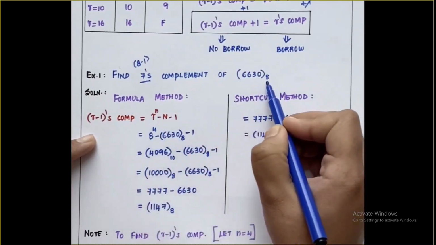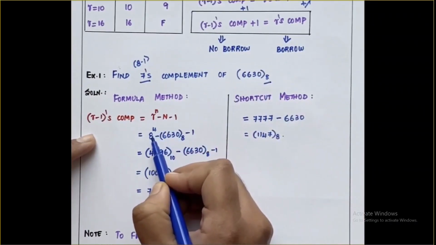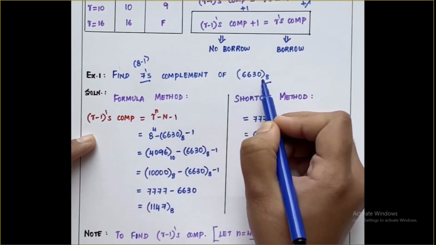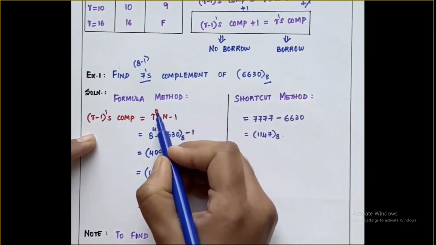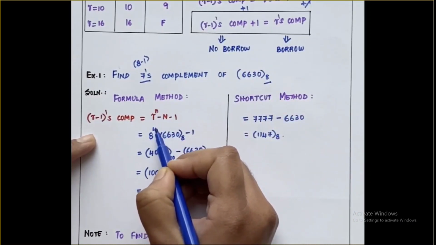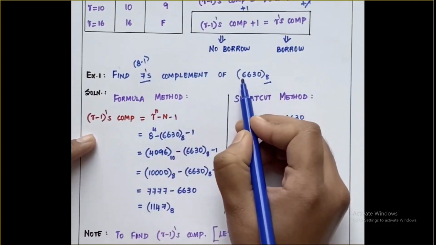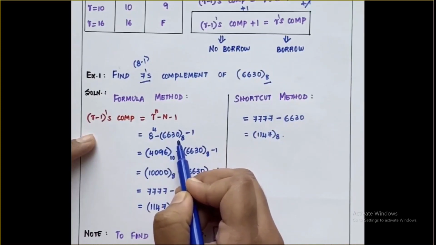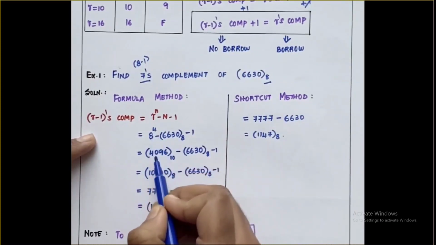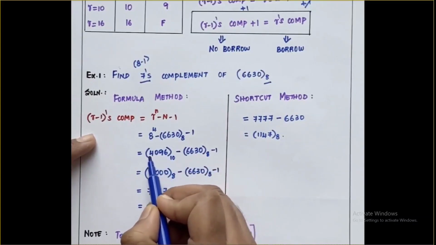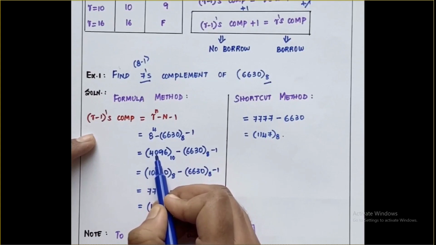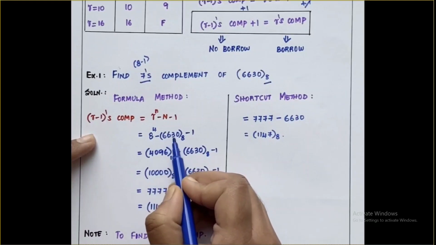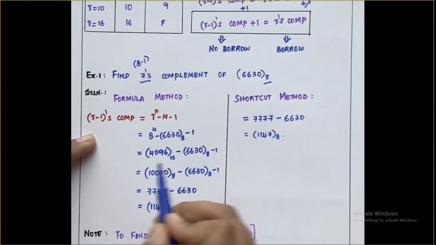So r is 8 here, which is an octal number. So 8 power small n, where n is the number of digits. So 6630, in the sense we have 4 digits. So small n is equal to 4, and capital N is the actual number, which is 6630. So that is written here as 8 to the power 4, minus 6630 to the base 8, minus 1. So 8 power 4 is 4096, which is a decimal value, to the base 10, minus 6630 to the base 8 minus 1.